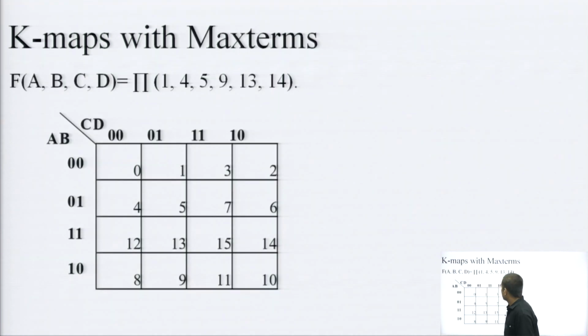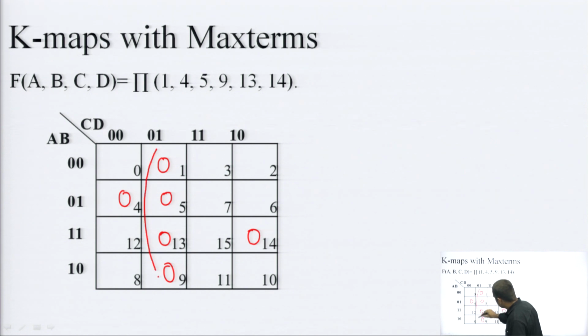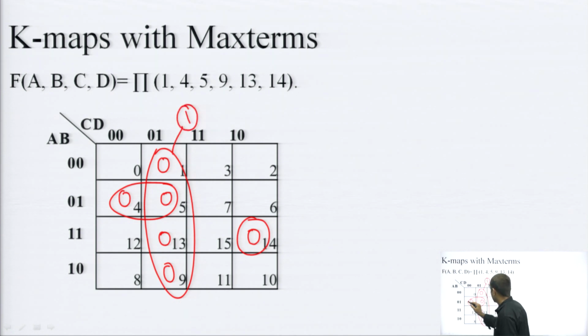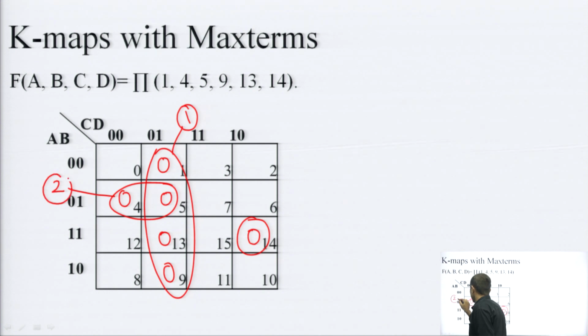So, now coming to K map with max terms. 1, 4, 5, 9, 13 and 14 are the zeros, maxterms means these are the 0 entries. So, I can easily see that this is a quad and this is a pair and this is a single. Okay. So, 1, 2 and 3.